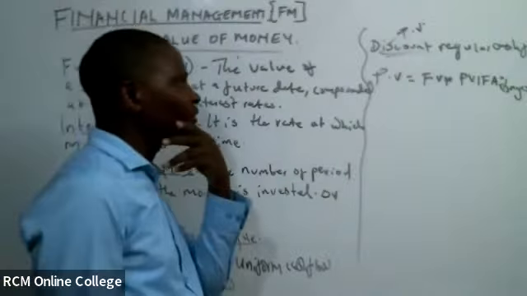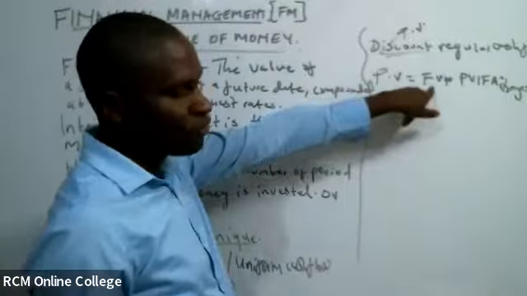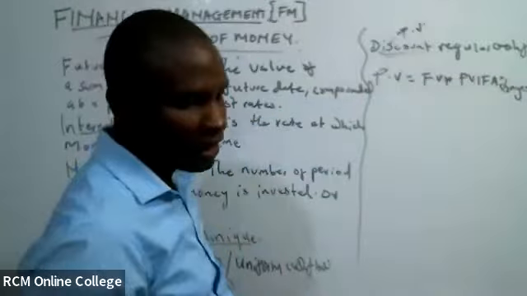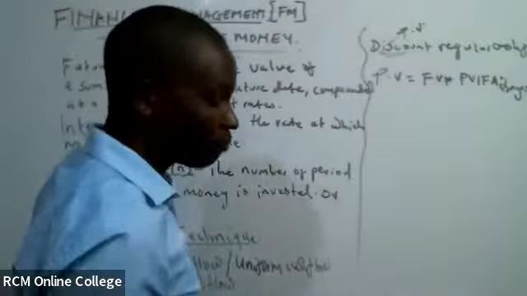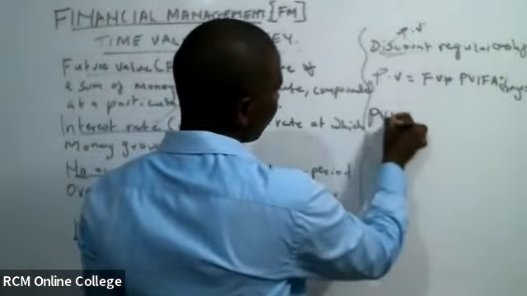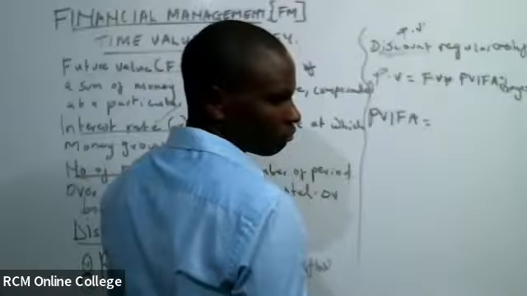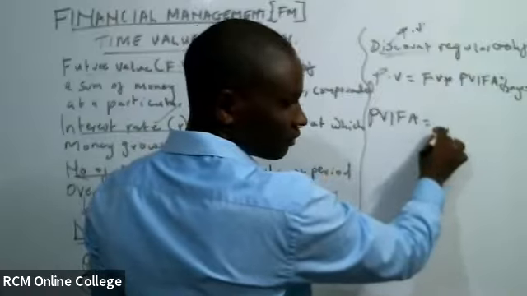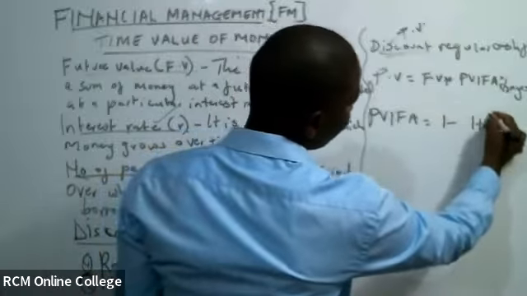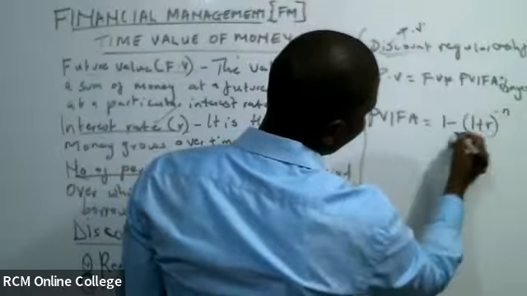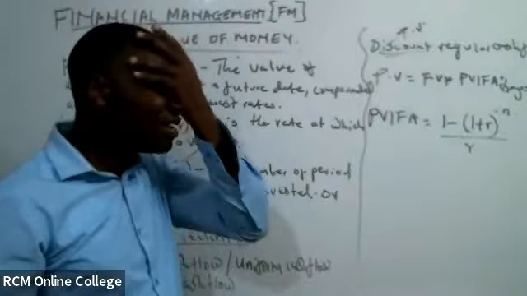Very important. If I want to get the present value of a certain cash flow, I take the future value given times the PV-FAR, R% and n years. R for rate, and n for the number of periods. Now, what is the PV-FAR formula? The PV-FAR formula is 1 minus (1 plus R) raised to negative n, divided by R. That is the PV-FAR.